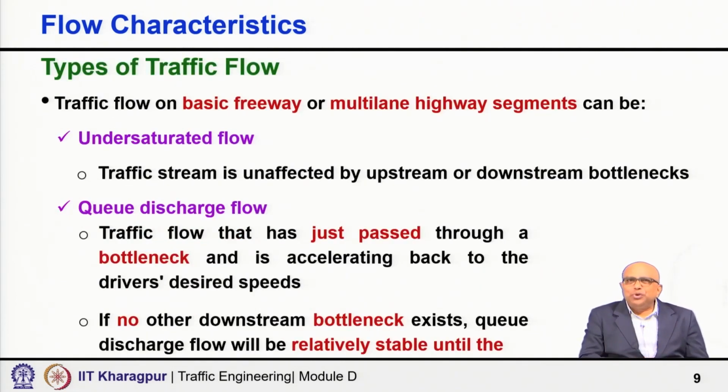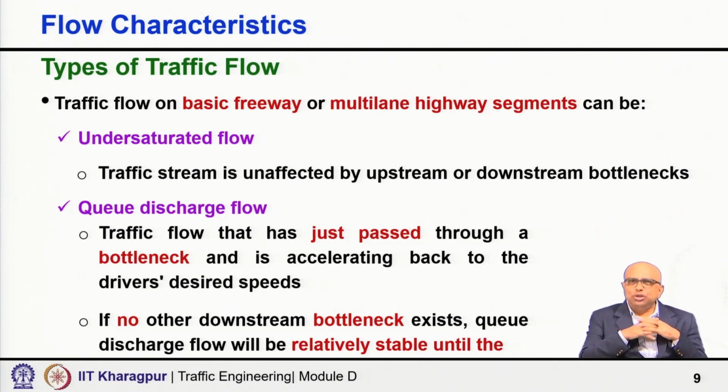Let us look at the types of flow that we find on basic freeway and multi-lane segments. Three types of flow are possible. One is undersaturated flow. What is undersaturated flow? The traffic stream is basically unaffected by upstream or downstream bottleneck. So, whatever flow we are getting for a segment is unaffected by upstream or downstream bottleneck. So, it is an undersaturated condition.